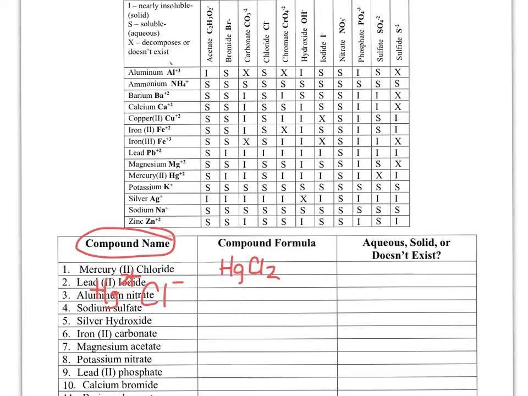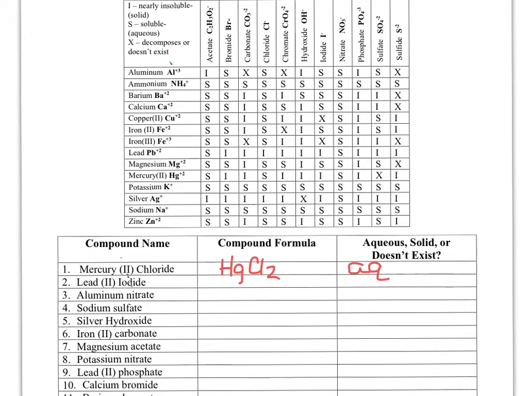Now, the question is, will this compound, after it reacts and is formed, will it be aqueous, solid, or not exist? Well, it's simple. Just use the chart. For mercury, which is right here, and for chloride, which is right here, we would then see where they meet, which looks like right here. So, if you end up with an S on the chart, the S stands for soluble, which means if it's soluble in water, it dissolves, so it's aqueous. So even though this compound might form, you actually wouldn't see it. It would be dissolved in the water completely. So we would call that AQ for aqueous.